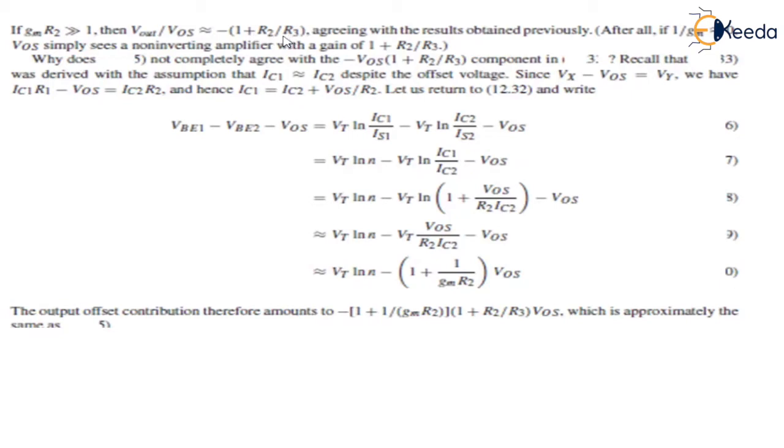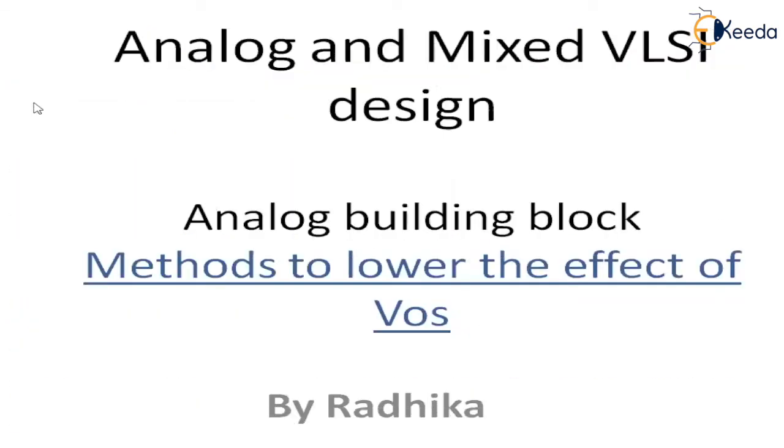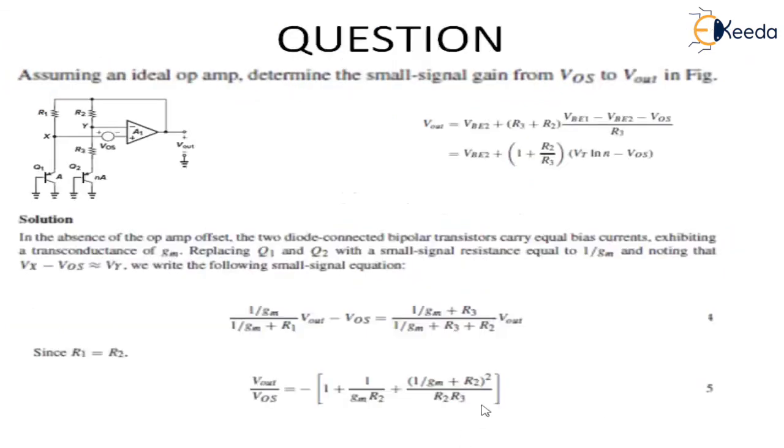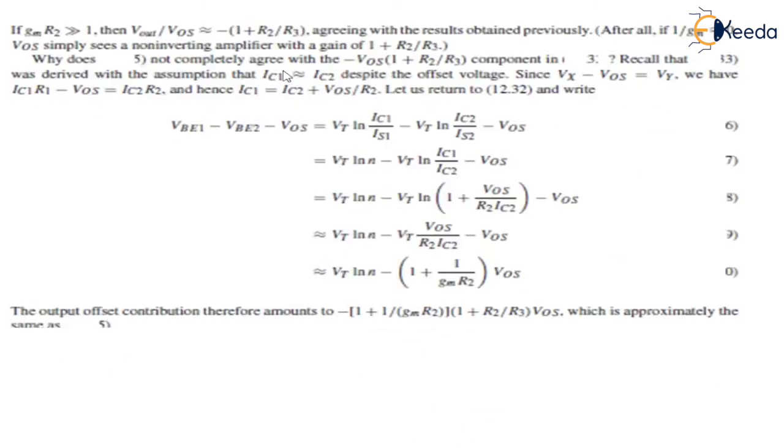This is the result we obtained previously, in which we said that the offset voltage VOS is amplified by 1 plus R2 by R3. So this result agrees with what we obtained previously, and thus 1 by Gm can be treated as equivalent to 0. VOS simply sees a non-inverting amplifier with a gain of 1 plus R2 by R3. Then why does this equation 5 not completely agree with minus VOS times 1 plus R2 by R3?